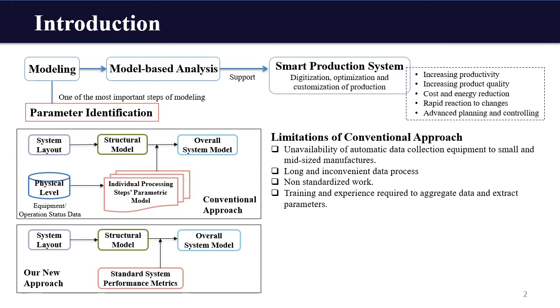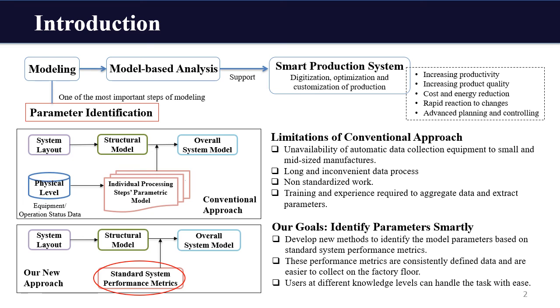In our new approach, we use standard performance metrics data to identify machine parameters instead of those non-standard form data. So our goal is obtaining the parameters which best match the system performance metrics. Moreover, the new approach is much more efficient and convenient because performance metrics data is very easy to collect on the factory floor in a short time, and they are commonly used and easy to understand.